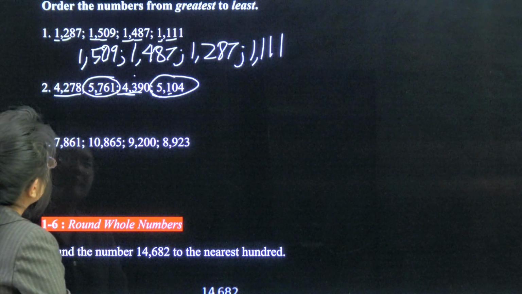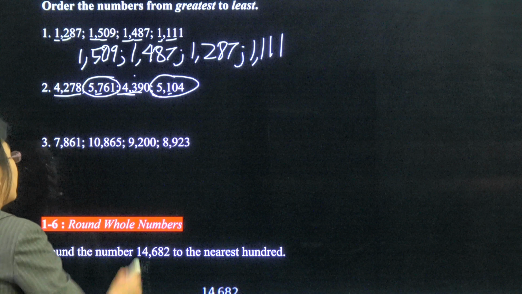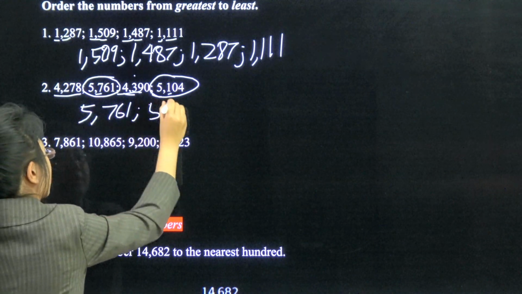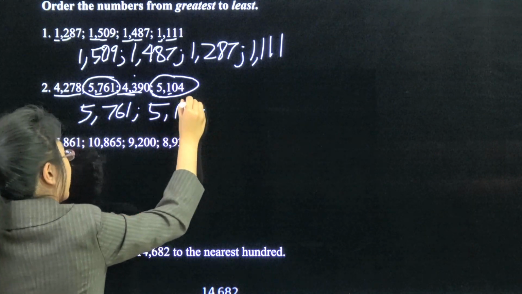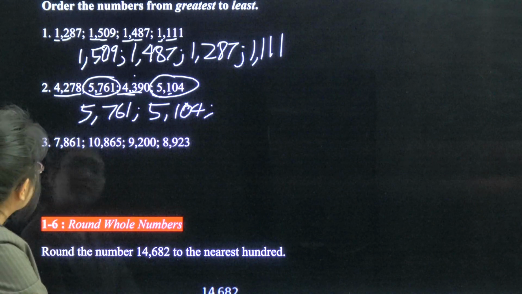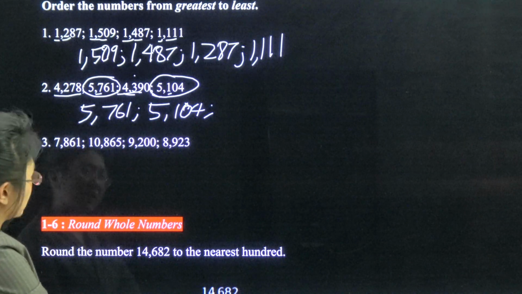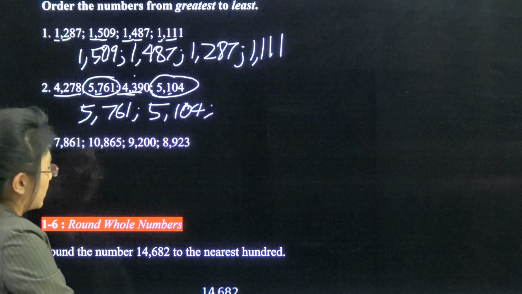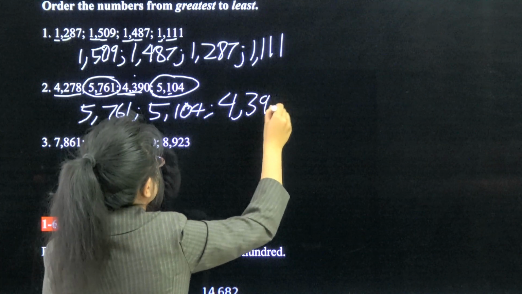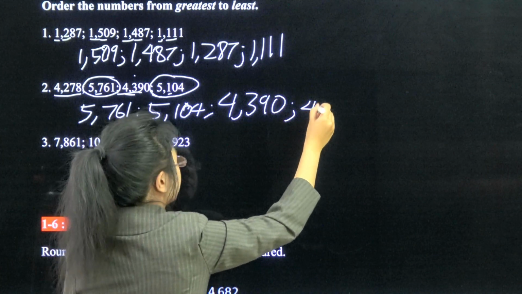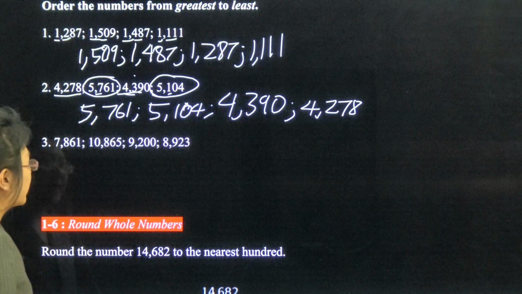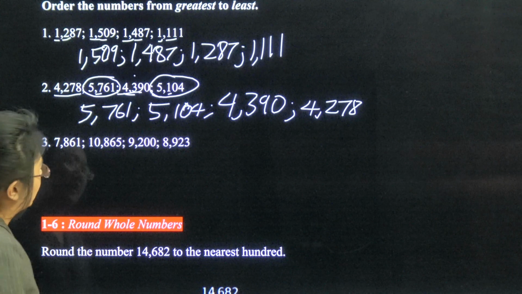Now, 7 and 1. 7 is bigger than 1, so we have our winner. And second place is the 5,000 with the 100. Now we have the 4,000s. So the 4,000s, there's one with 300 and there's one with 200. And 300 is bigger than 200, so. Ta-da!